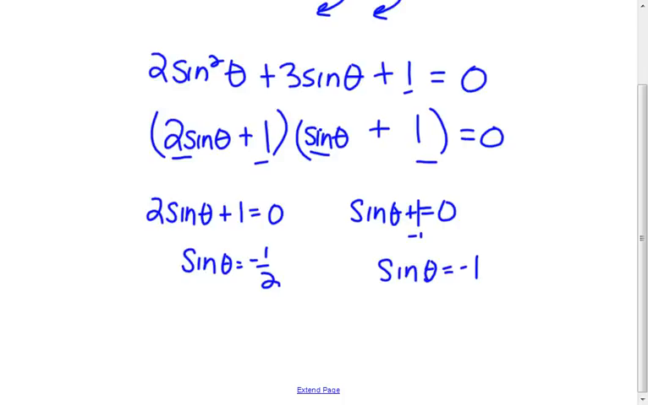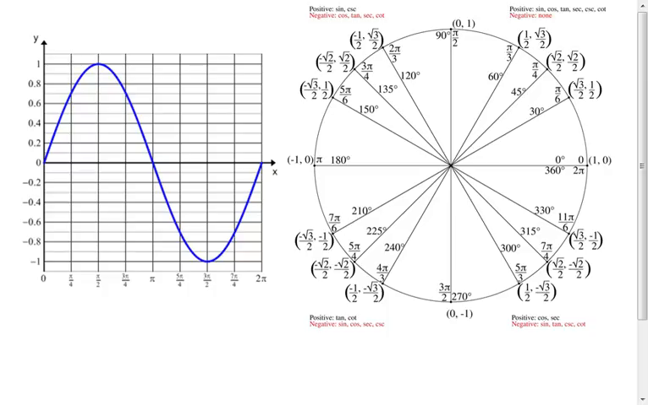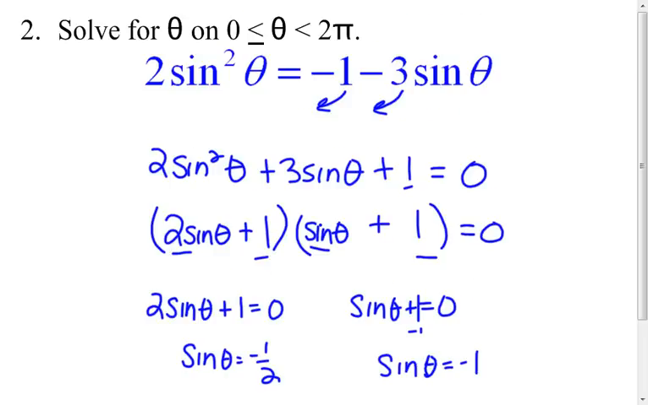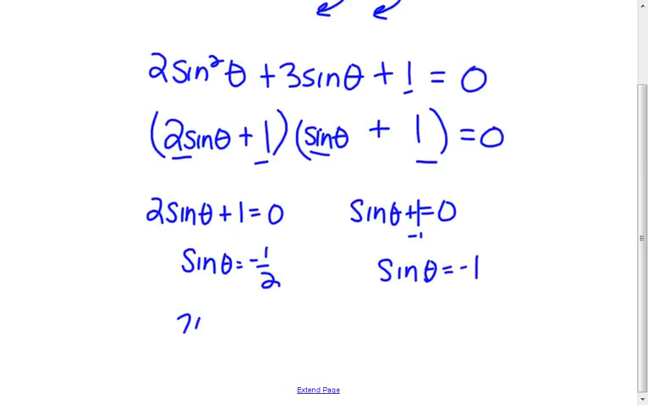So I first of all need to look over here for where sine is negative 1/2. Where's your y value? Negative 1/2. So I go over here, and my y values are negative 1/2 at 7 pi over 6 and at 11 pi over 6. Okay, so there's my answers there.